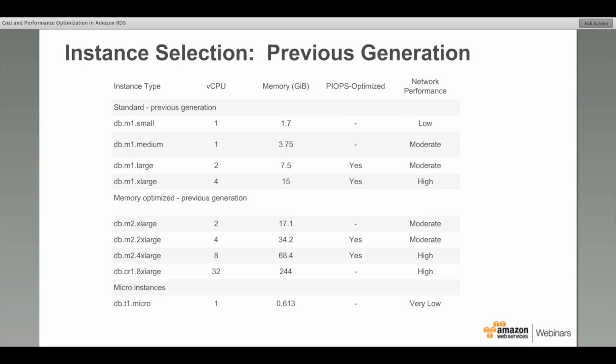In addition to the current generation, we support previous generation. So existing customers, perhaps you're on one of these previous generation instances, and you can see what those are. And I'll be doing a little bit of a comparison later on between previous generation and newer generation instances as it relates to cost and performance.